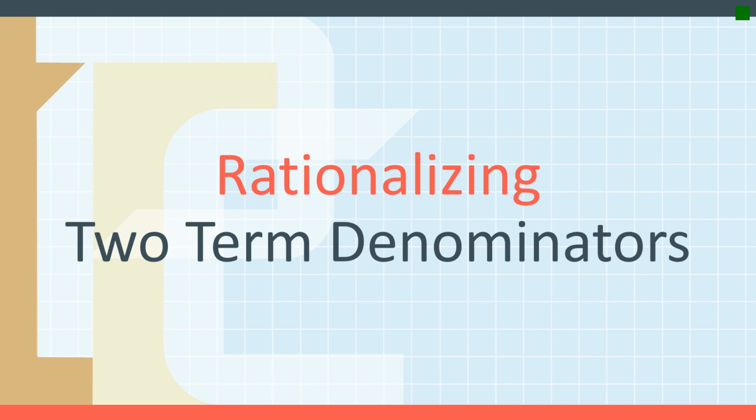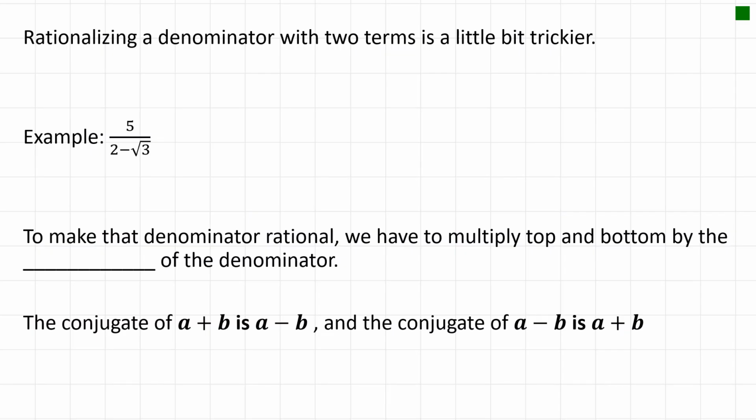Rationalizing two-term denominators. Previously, we rationalized denominators where there was only a single term in the denominator. But when you have two terms in the denominator, things become a little bit trickier. So for example, just to see what one of these looks like, 5 over 2 minus the square root of 3, that has two terms in the denominator.